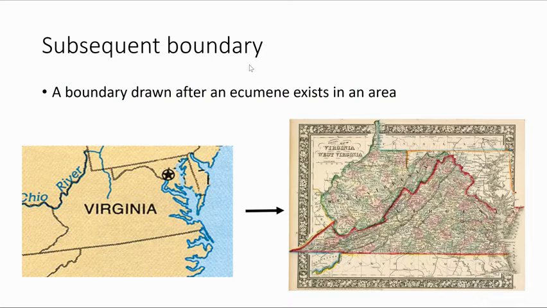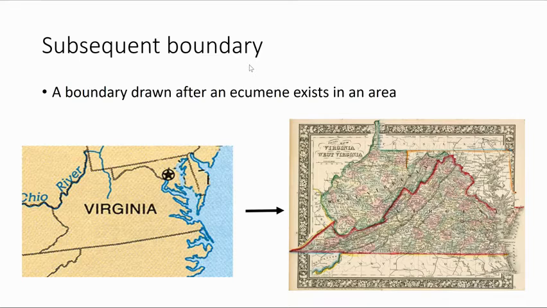Now, a subsequent boundary, on the other hand, is kind of the opposite of this. When the boundary is made, there are already people living there. Whether those people were considered in making that boundary, well, that's another thing. But if there were people who lived in this area when the boundary was made, that's a subsequent boundary.